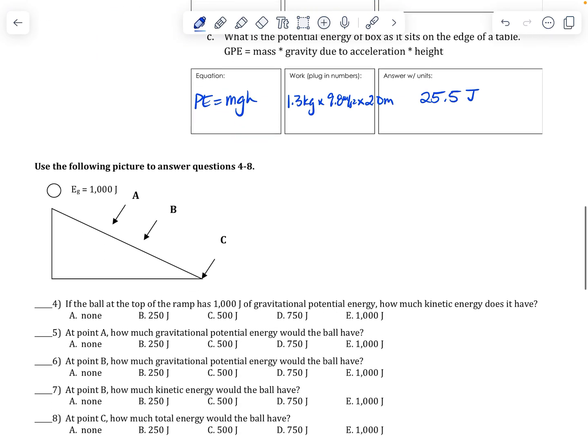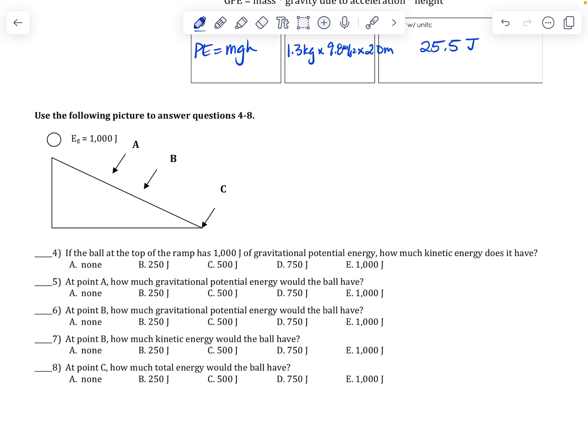Okay, next here, we've got a picture to answer some questions. It talks about EG. Remember, that's energy due to gravity or potential energy. Sometimes you'll see EK, which is kinetic energy. Keep that in mind. If the ball at the top of the ramp has 1,000 joules of gravitational potential energy, how much kinetic does it have? Well, it's not moving. It's just sitting at the top.